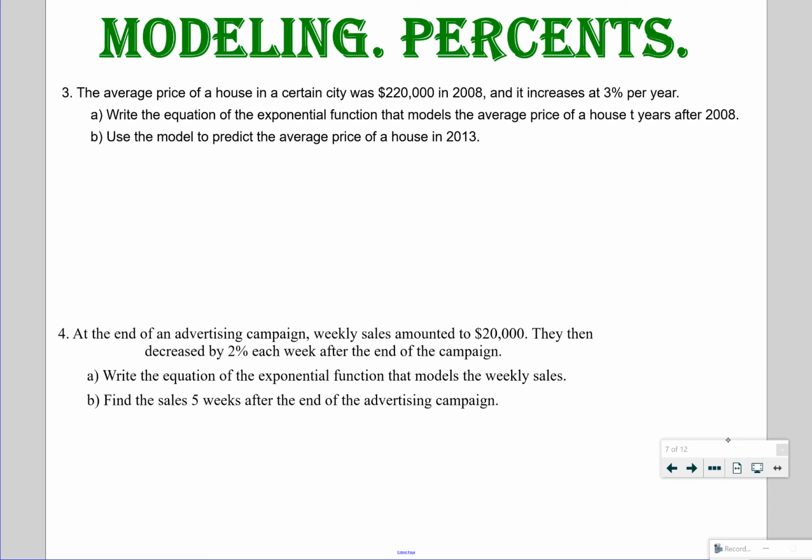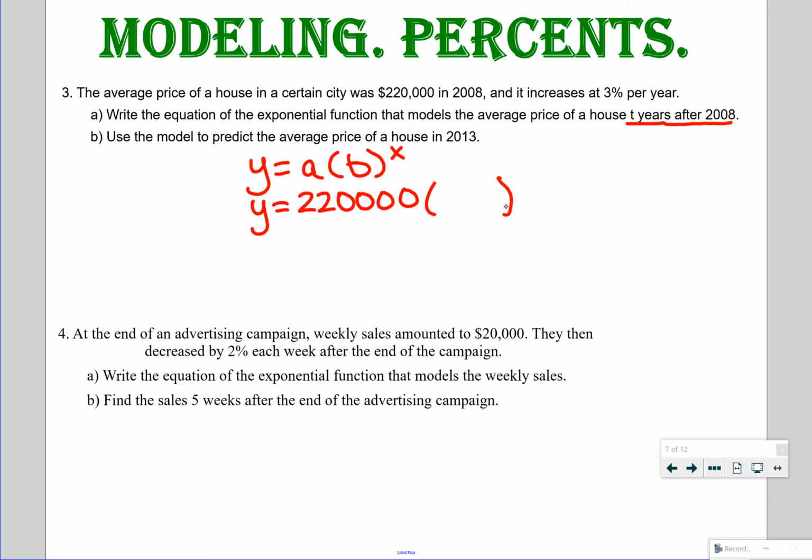Okay, let's try another one. The average price of a house in a certain city was $220,000 in 2008, and it increases at 3% per year. Write the equation of the exponential function that models the average price of the house t years after 2008. Okay, so again, let's write our formula down. We want to start with the initial value of the house. In this case, that's $220,000. B is our growth rate, and then the years here is represented with a t instead of an x, so we want to make sure we use that proper variable there.